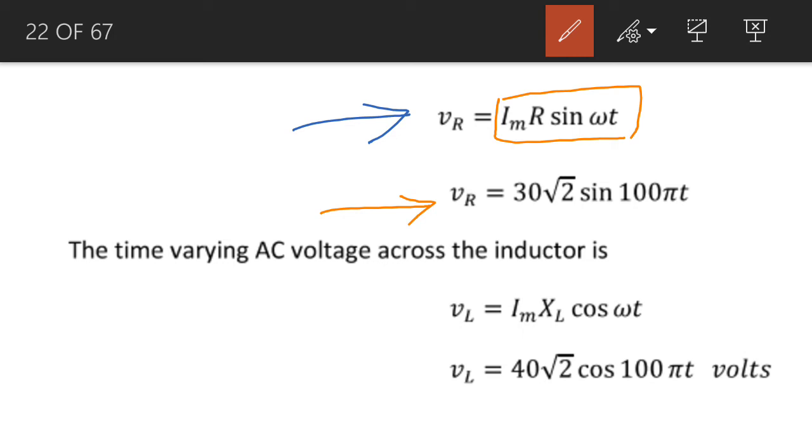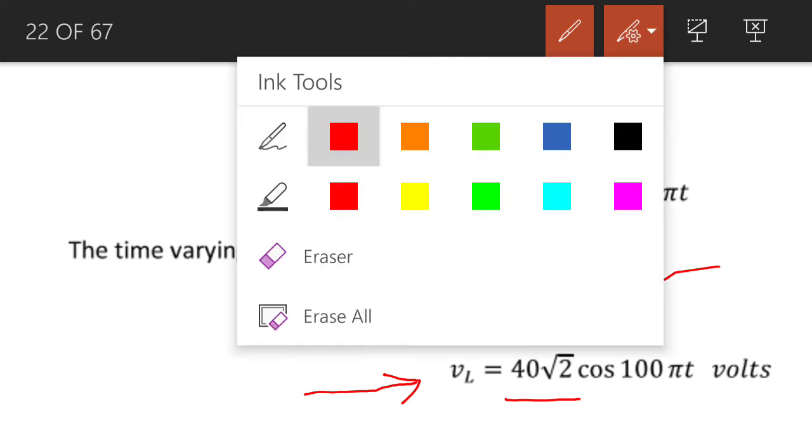The voltage across the inductor is calculated with the help of this particular equation. So the maximum value of the current is known, the inductive reactance is known, the angular frequency is known. So you put the values on the right hand side. The voltage across the inductor is equal to 40 under root 2 cos of 100 pi t. This is the AC voltage across the inductor.